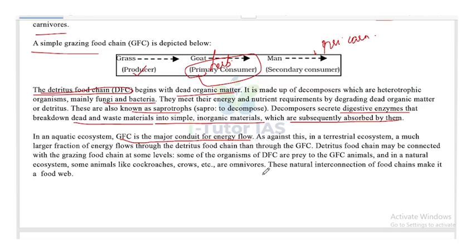So the detritus food chain may be connected with the grazing food chain at some levels. Some of the organisms of the detritus food chain are prey to grazing food chain animals. And in a natural ecosystem, some animals like cockroaches, crows, etc. are omnivores. These natural interconnections of food chains make it a food web. For a food web, there are certain interconnections within the food chain that lead to its formation.